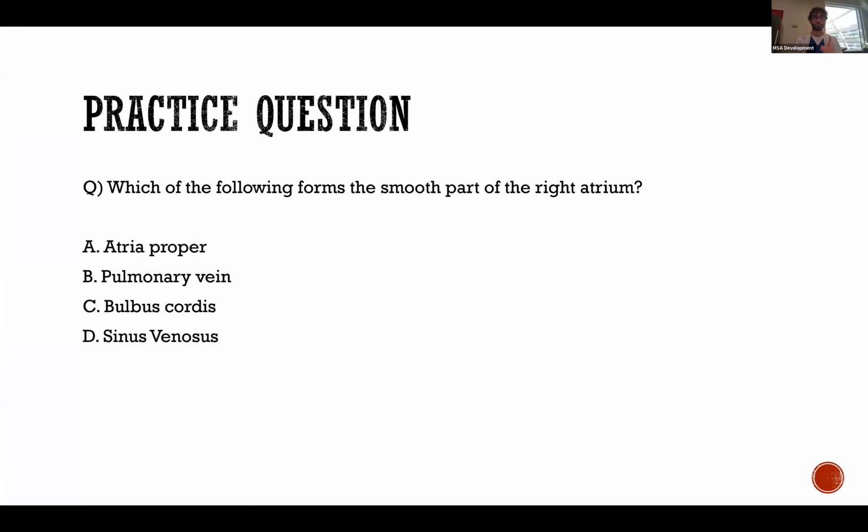Which of the following forms the smooth, not the rough, the smooth part of the right atrium? As we said, it's the sinus venosus, more specifically, the right horn of the sinus venosus.